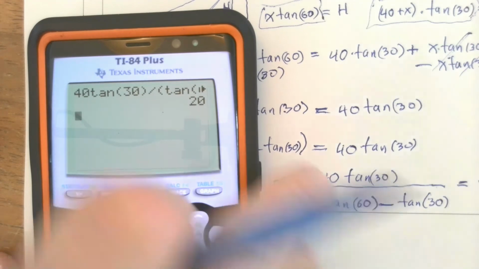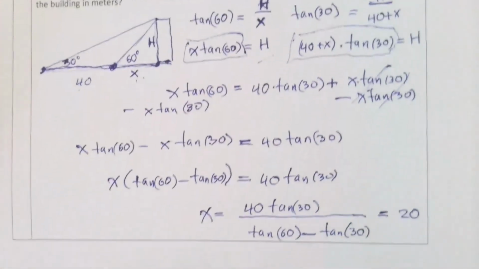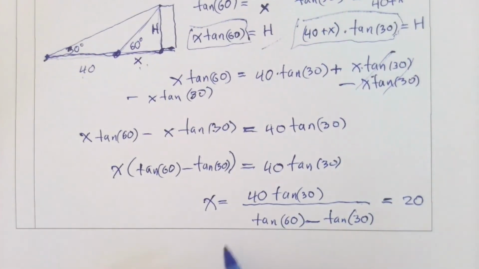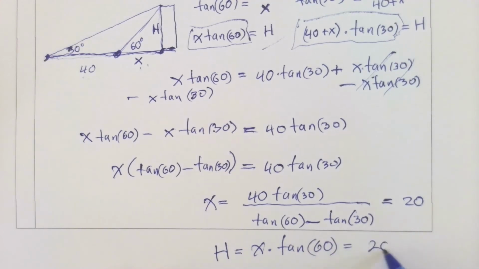Well, then how do you figure out what h is? We'll go back up here. Remember, h is x times tangent 60, and we now know that x is 20. So to get h, I go x times tan 60, and that's 20 times tangent 60. And we're about to learn how tall this building is.